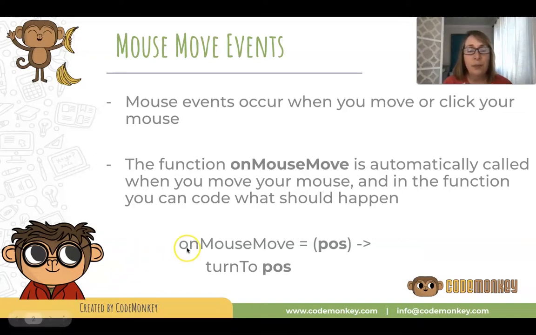So here's an example. We have the onMouseMove function, and it has the parameter pause. And you can see we're using pause within the function. We are telling the monkey to turn to that position, to wherever your mouse cursor is, the monkey should turn to it.